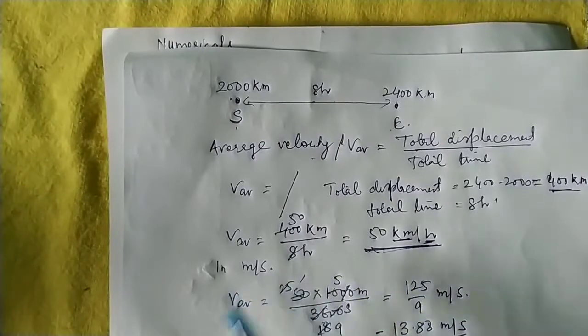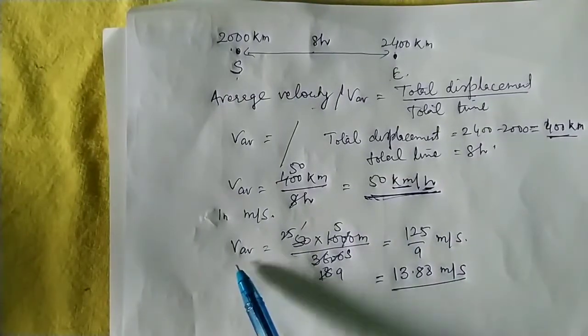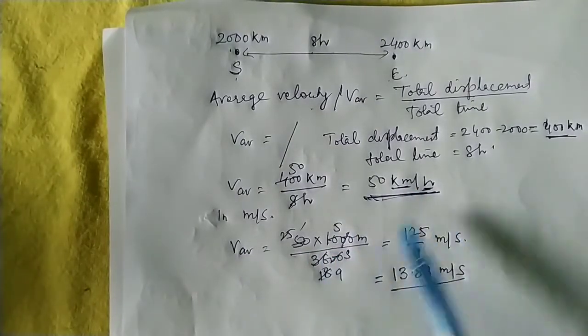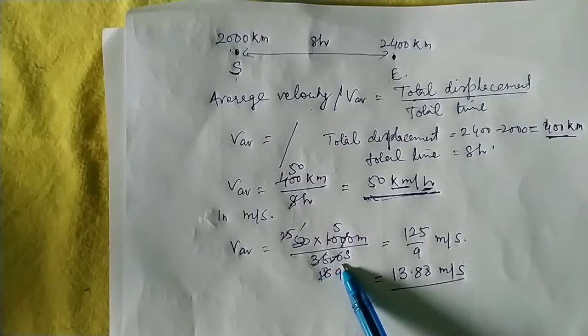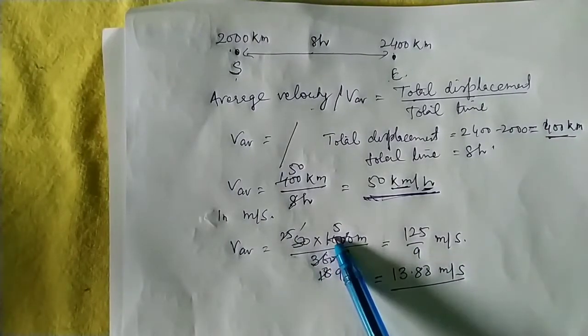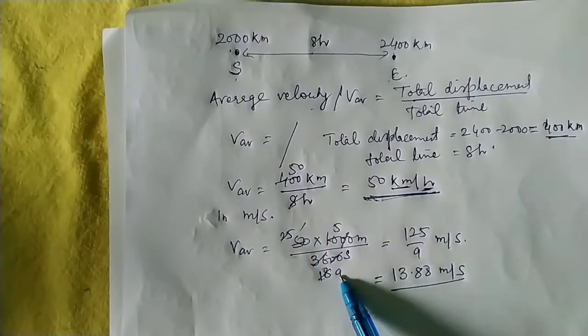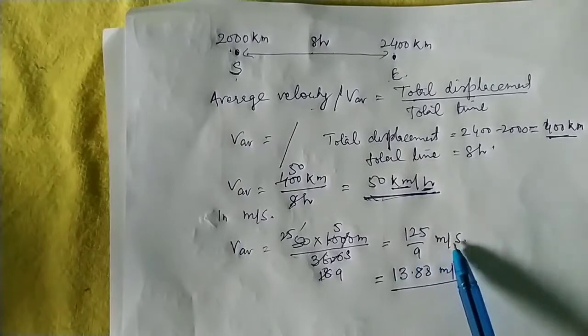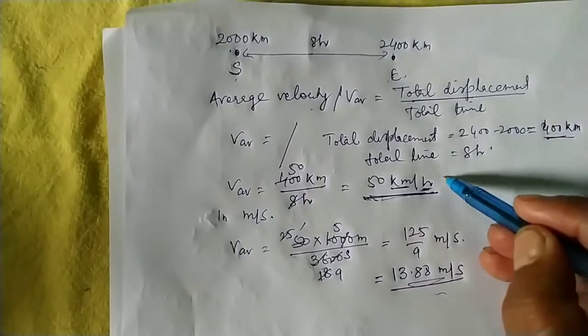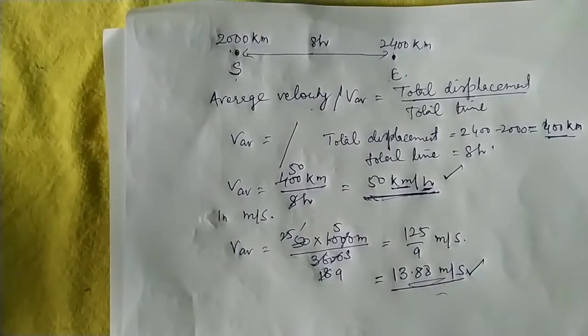Now average velocity in meter per second. Average velocity is 50 km; I have changed it into meters, and divided by hour, I changed it into seconds, that is 3600. After solving, 2 zeros get cancelled out, then again 2 cancel. You get 125 divided by 9 meter per second. Change into decimal, it is 13.88 meter per second. So this is your average velocity in kilometer per hour and in meter per second.